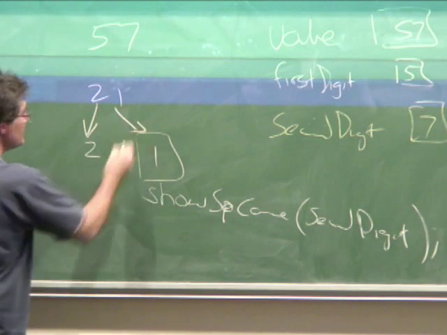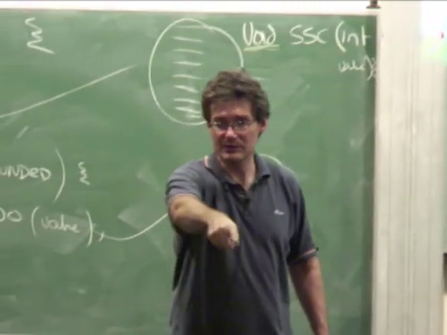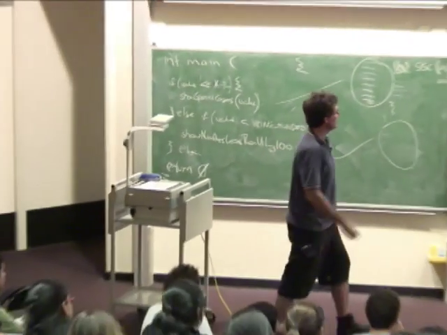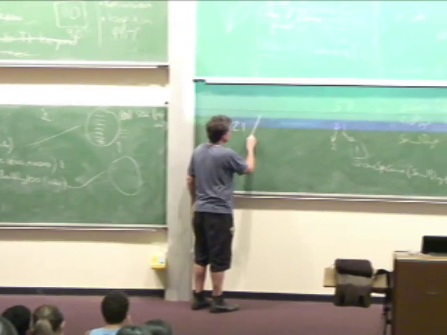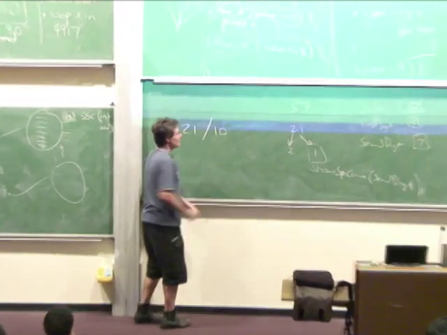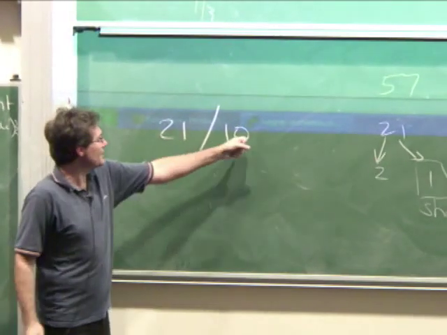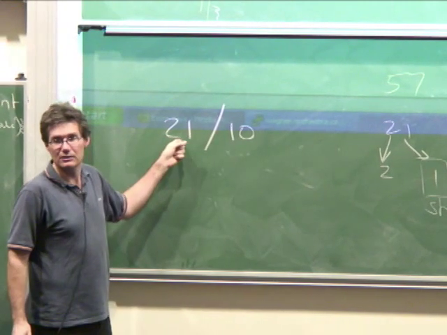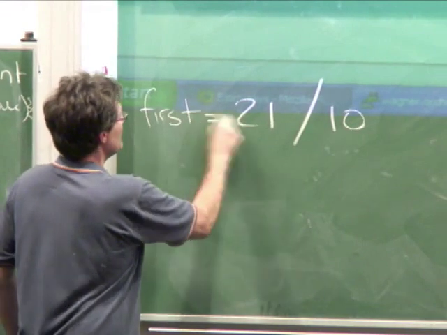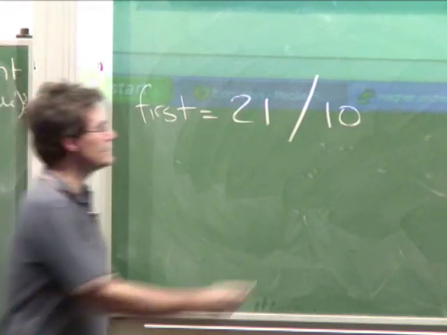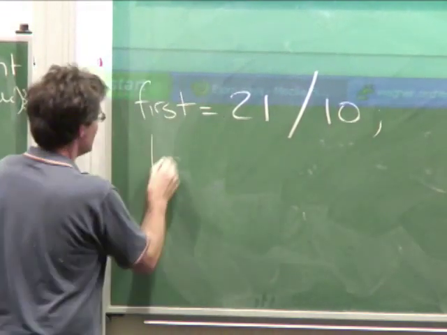Well, we use mod and div. Does anyone know how to do it using mod and div? Okay, you say the first part, you say the second part. 21 div 10 is going to give you your first digit. How many times does 10 go into 21? 2. So that's going to return 2. So you go first digit equals 21 div 10. And that's now giving you your first digit.